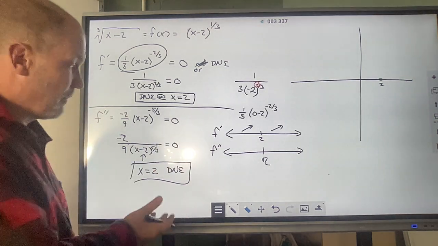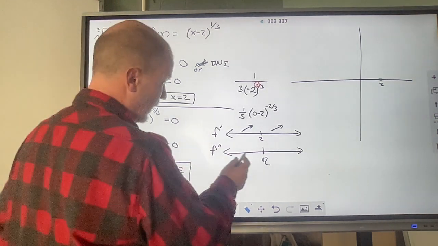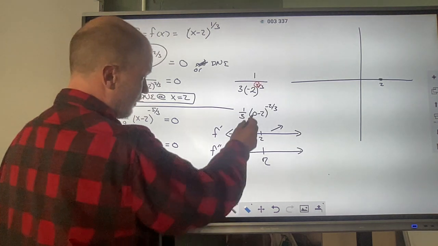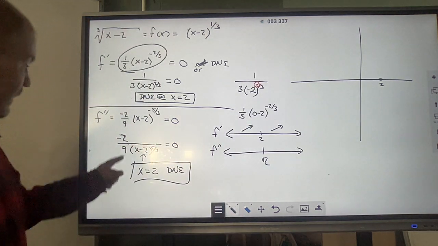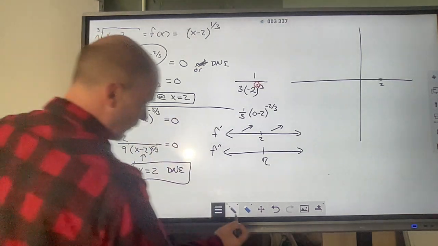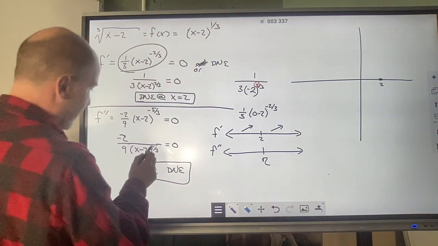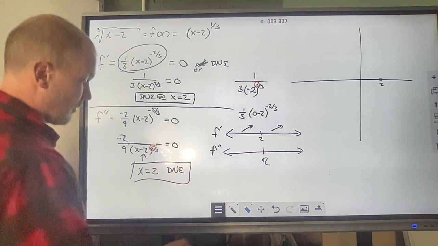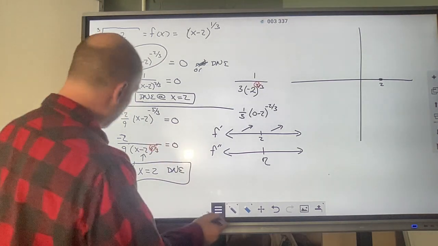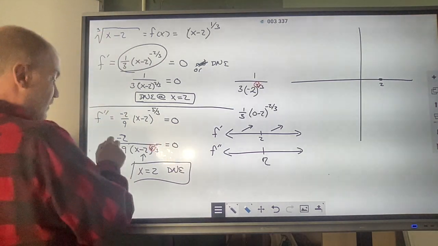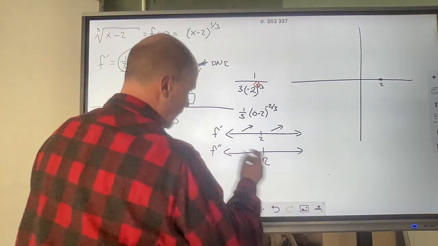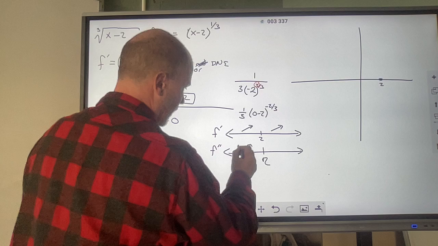Now we have to do the same thing for our concavity. So I'm going to plug in a number down here for our concavity. I'm going to plug in 0 for the left side. Notice that it is a 5, not a 2, right? 5 is odd, so this is actually going to give me a negative answer times a negative, so it's actually going to give me a positive.